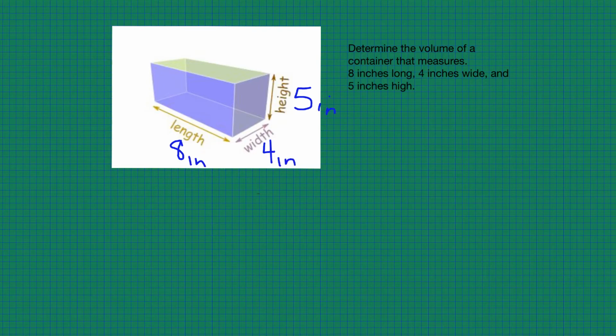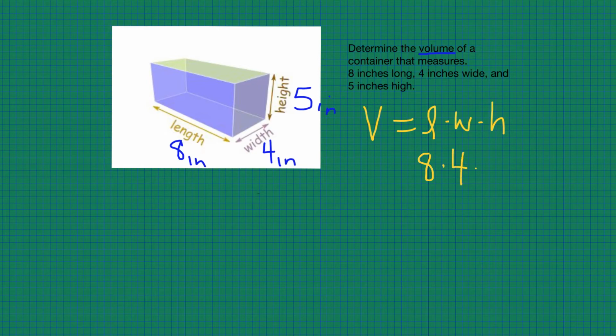Awesome. Now the next thing, since it says determine the volume, I'm going to use yellow here, and I'm going to start with my formula. Who remembers the formula? Volume equals length times width times height. Very nice. The next thing I want to do is substitute these numbers into the formula. So for the length, it's 8 times the width, which is 4, times the height, which is 5.